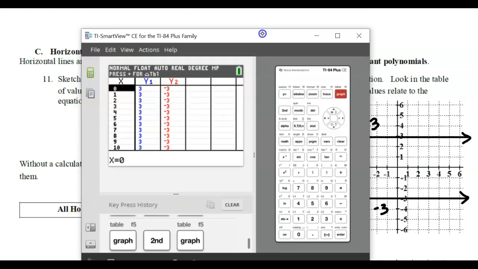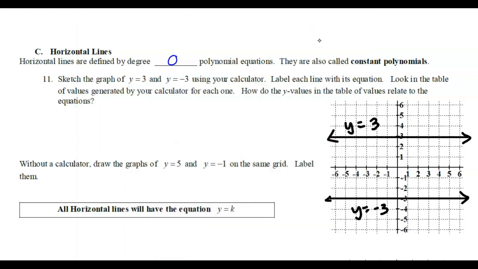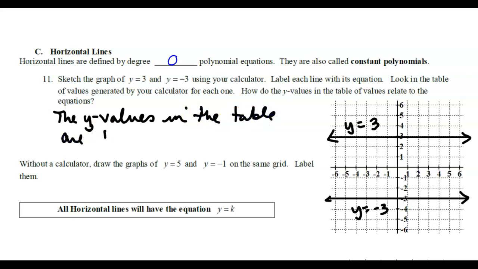You don't really need your calculator to confirm that, but how do the y values in the table relate to the equations? So the y values in the table are the constant term in the equation.